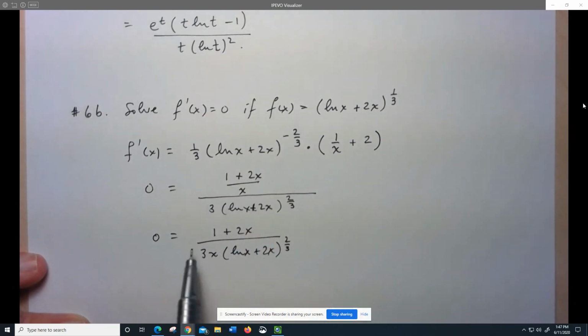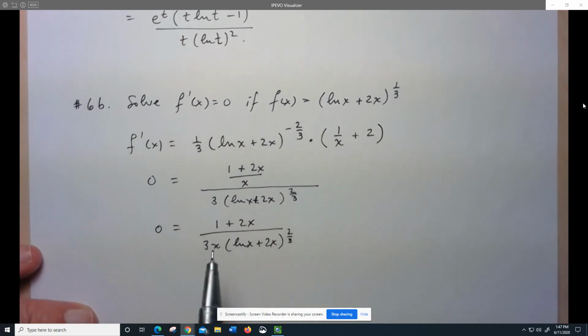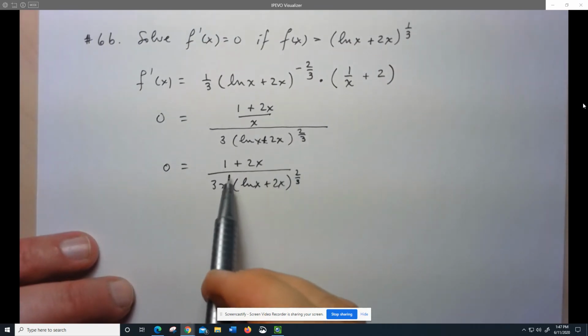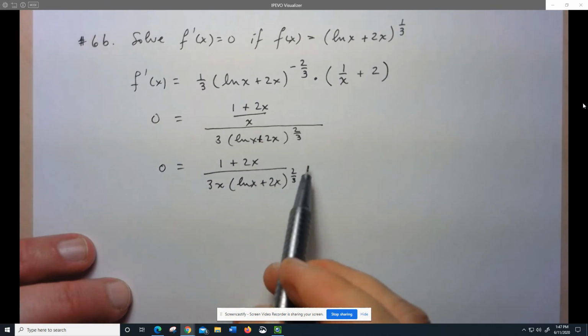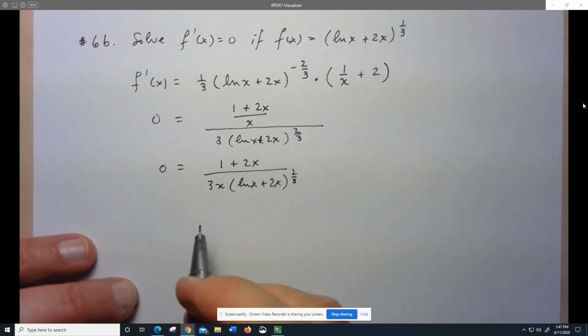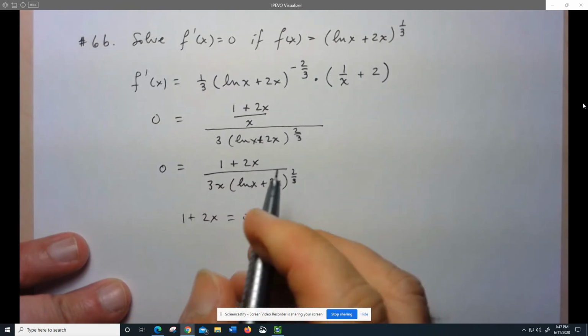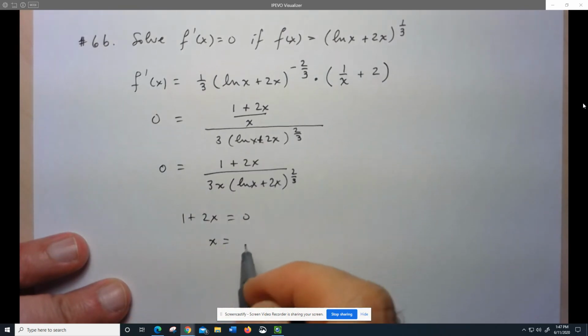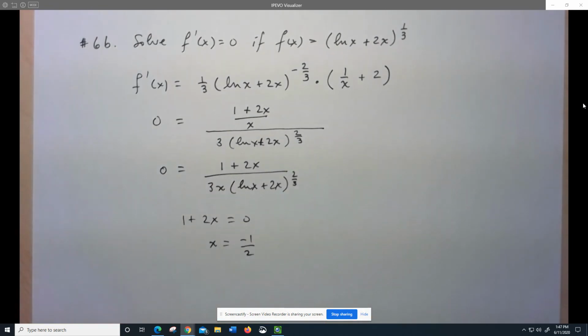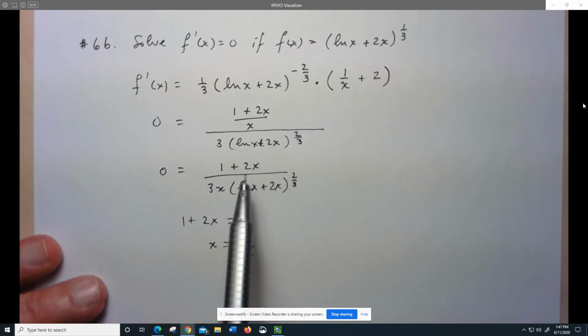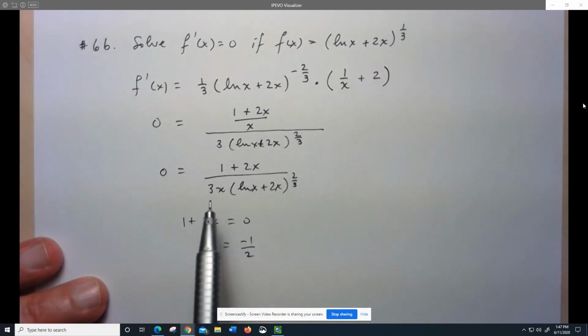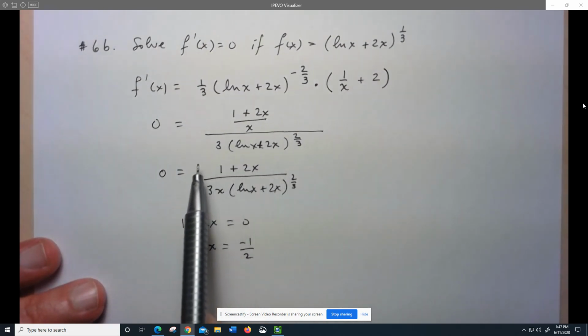But in the end, since I'm determining when this expression is equal to 0, I just need to focus on the numerator, because the fraction can only be equal to 0 if the numerator is equal to 0. So that means that 1 plus 2x has to be equal to 0, and so x is going to be equal to, bring it to the other side, negative 1 divided by 2. x has to be equal to negative 1/2.